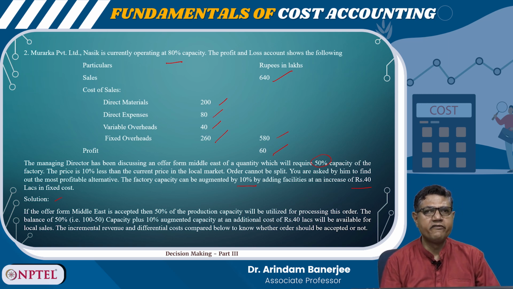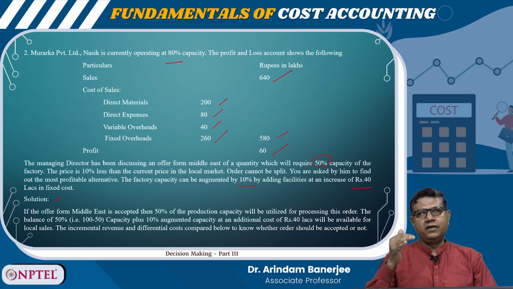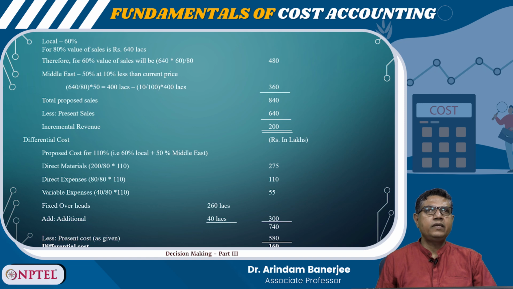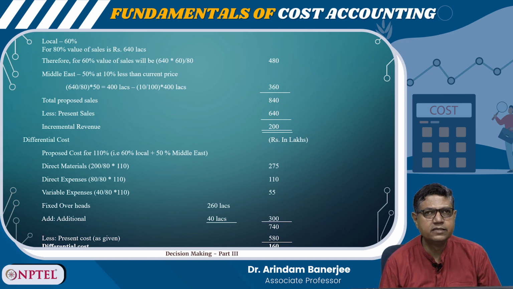The incremental revenue and differential cost are compared below to know whether the order should be accepted or not. So, we will see what my cost would be if it is accepted, and what my cost is if I do not accept, whether my profit is increasing or not, how much increment I am getting in revenue and how much difference I am getting in cost. So, here is the solution.